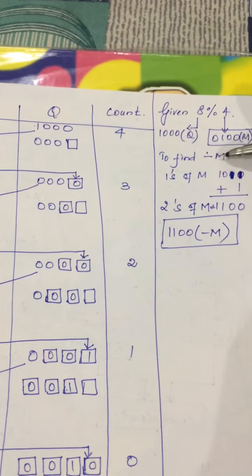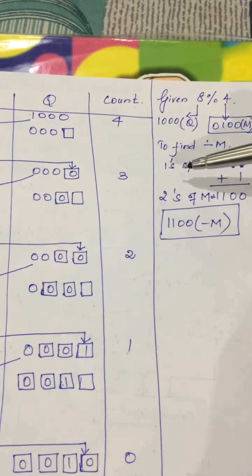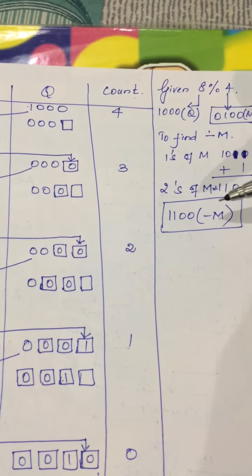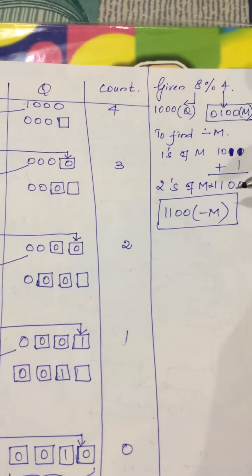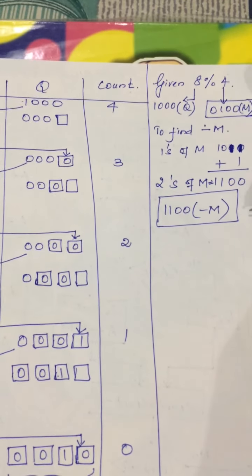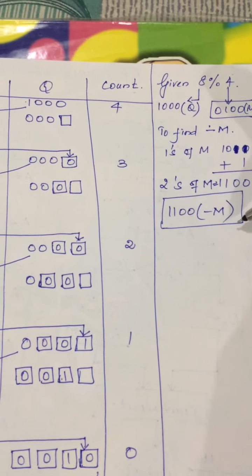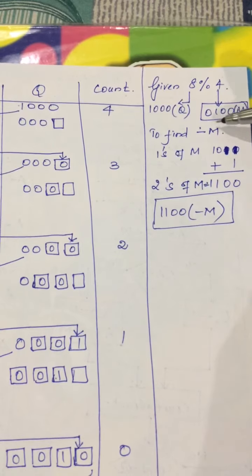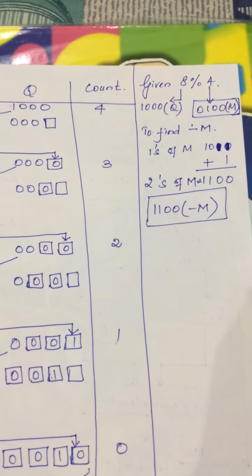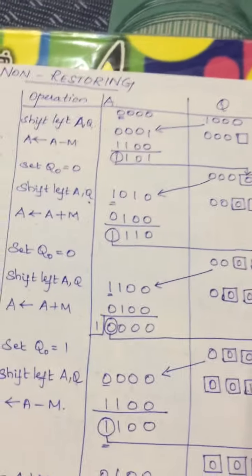To find minus M, what you do is find the 2's complement of M. So first you find the 1's complement, then plus 1. So you get the 2's complement of it. Okay. So whenever you have minus M, we substitute this value. Whenever you have plus M, we substitute this value. Got it? Okay. Now we'll start our operations.